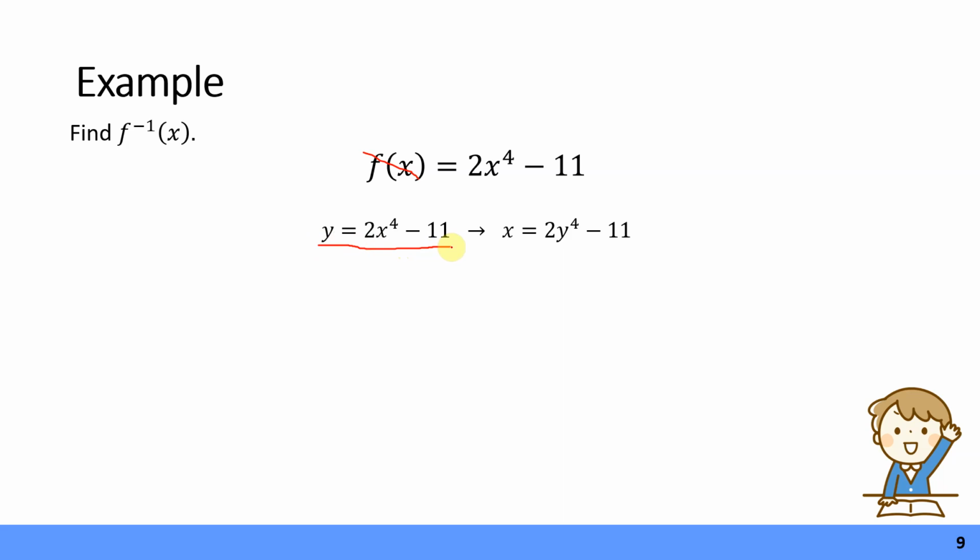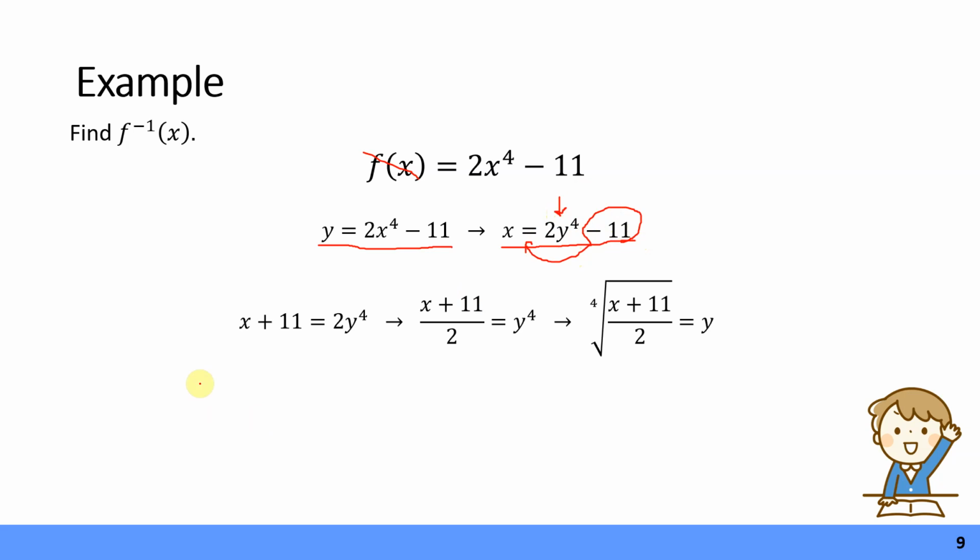And then from here, remember the next step, you interchange. So the y became an x, 2x to the 4th became 2y to the 4th, and then the 11 is still there. Okay, so if you notice, nothing changes, only the x becomes y and the y's become x's. Now, the next thing you're going to do is, remember, you have to leave the y by itself. So we already know how to do this. We're going to have to get rid of the 11. So I'm going to move that 11 to that side. So I'm going to have x plus 11 equals 2y to the 4th. Hopefully we're okay up to there.